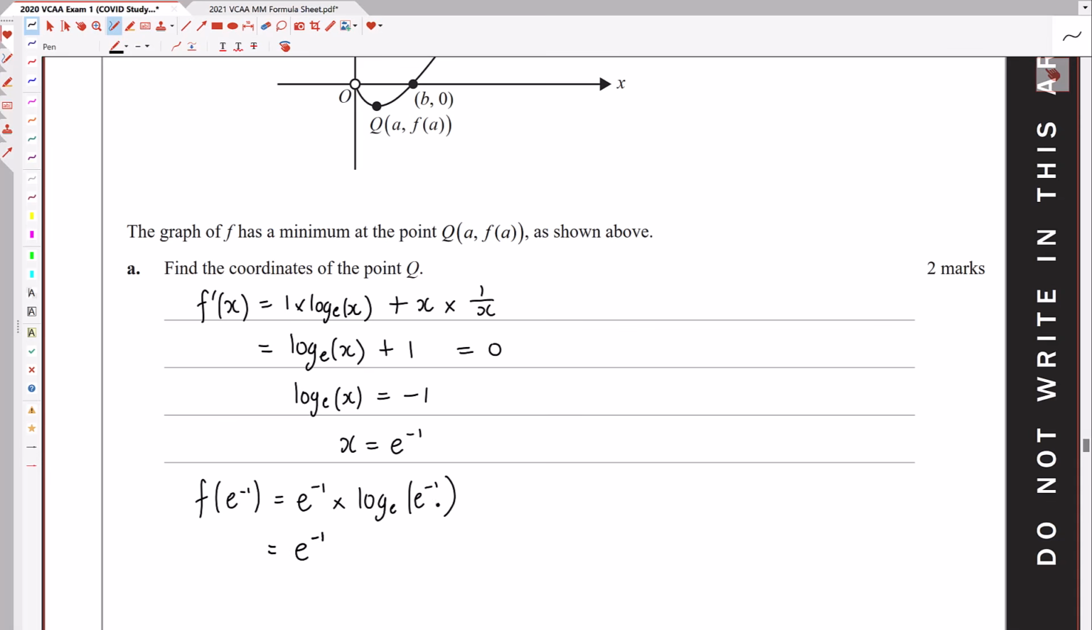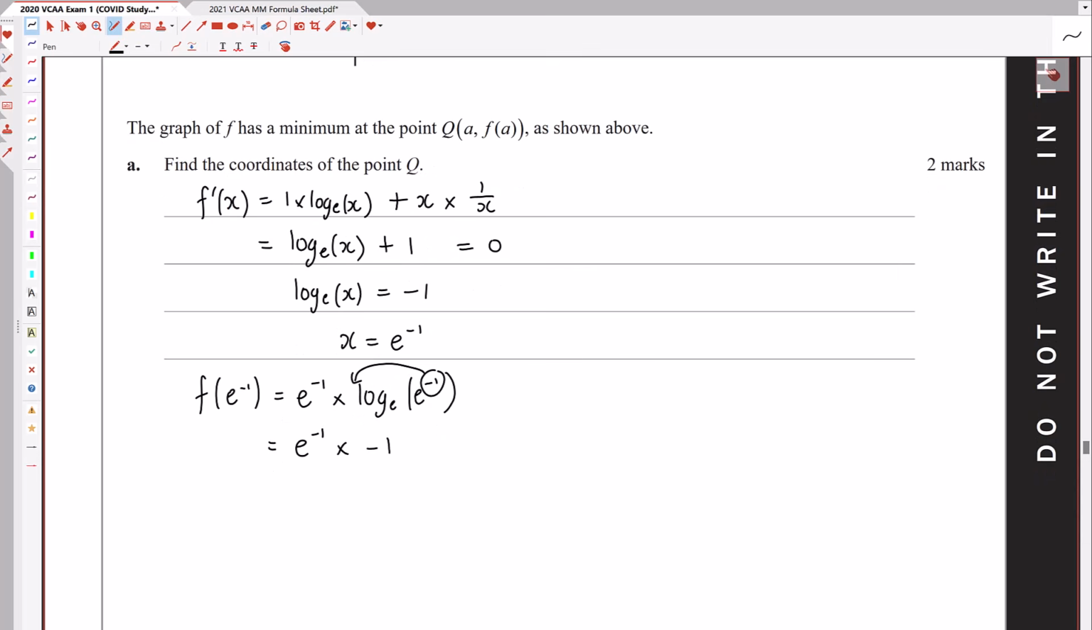Now log e of e to the -1, that -1 can come down the front: -1 times log e of e, and log e of e is 1. And so this is just -1. And so we have negative e to the -1. We could also write that as 1 on e, and we could also write this as -1 on e. So therefore Q is e to the -1, negative e to the -1, or 1 on e, -1 on e.